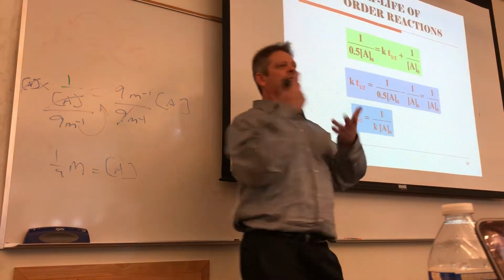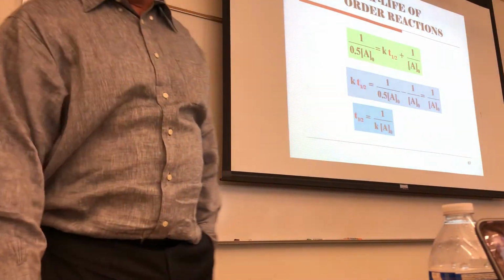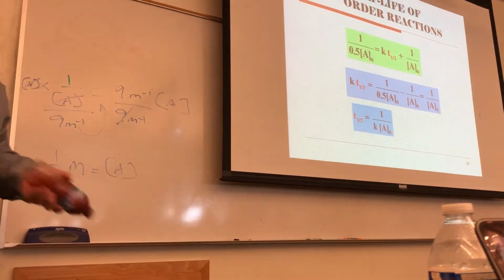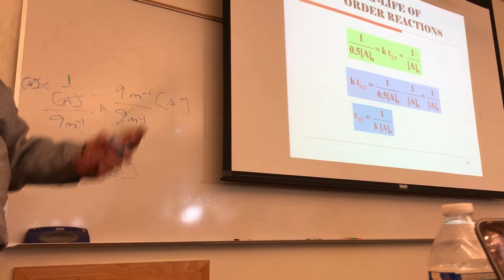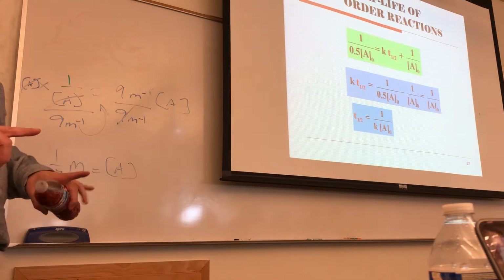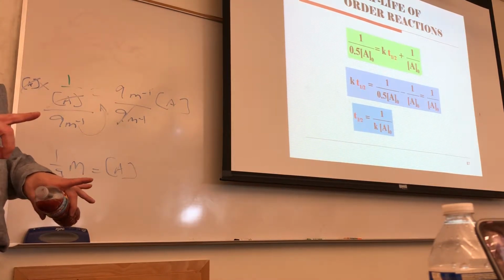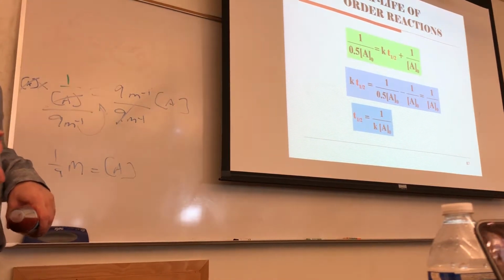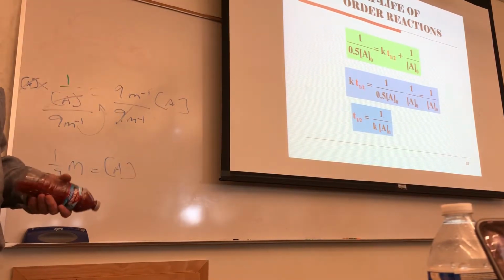How is this different from the first order half-life from an integrated rate law? It's not a straight line, it's going to curve. We haven't got to the graphing of this yet, so let's not worry about the graph. Let's just think about the half-life.